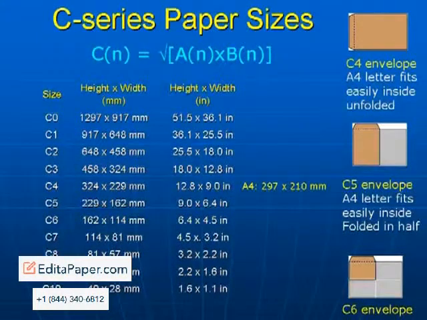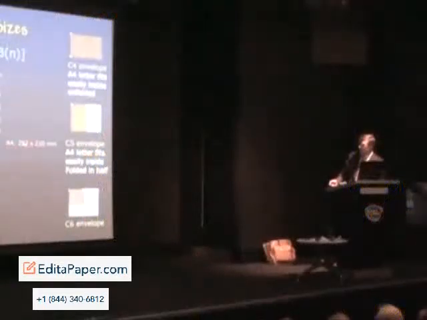So here are the numbers for what they're worth, but the idea is, for example, that a C4 envelope holds an A4 letter very neatly, unfolded. And you can see from the actual dimensions, here was A4, 297 millimeters, and it's fitting in 324, 229, as opposed to 210.